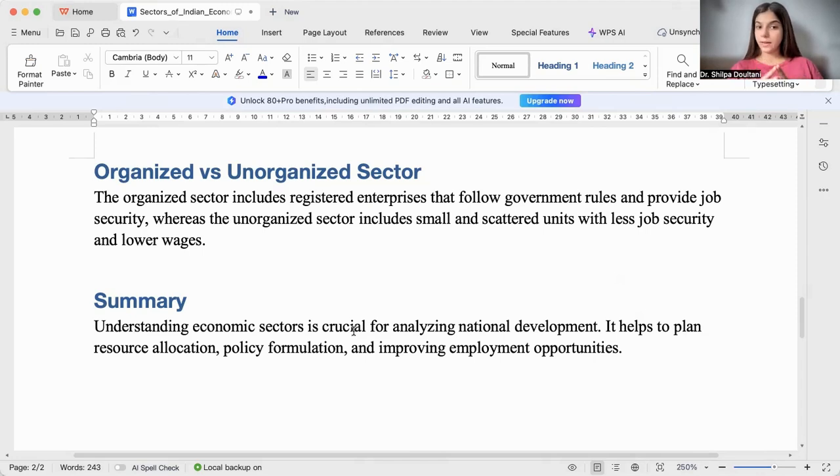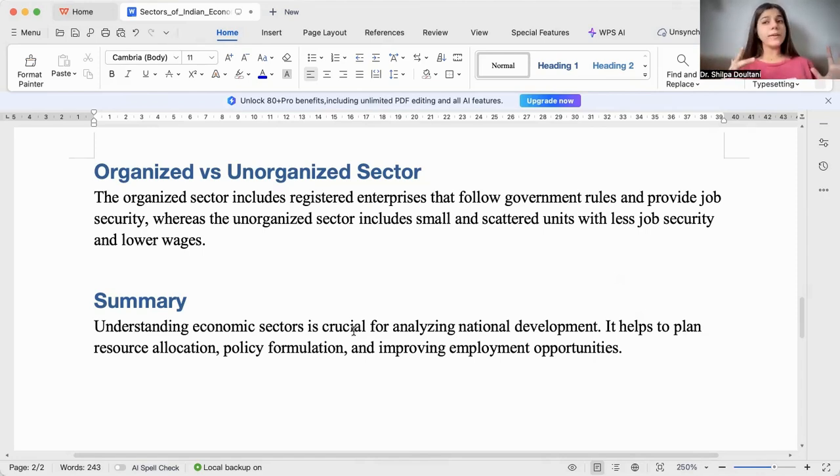And when you talk about the unorganized sector, that includes small and scattered units with less job security and lower wages compared to the organized sector. So as the name suggests, organized is sleek and under government policies, whereas unorganized has small and scattered units with less job security and lower wages.